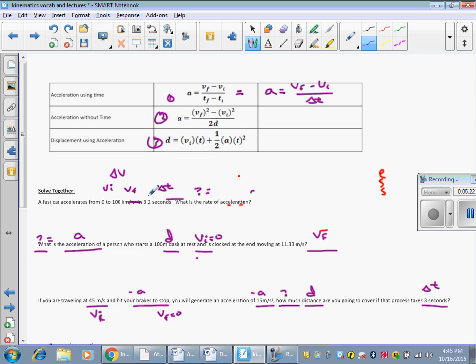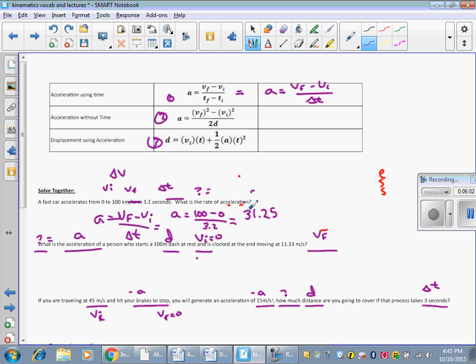Okay, so the equation for this one is the same equation, the first equation. Acceleration equals velocity final minus velocity initial over my change in time, okay? So let's plug in the numbers. A, I don't know what A is, so I'm going to leave it, equals. The final was 100 minus the initial, 0. I'm not going to write that in the calculator, right? My change in time is 3.2. So I'm going to divide 100 by 3.2 in the calculator, and you get 31.25.